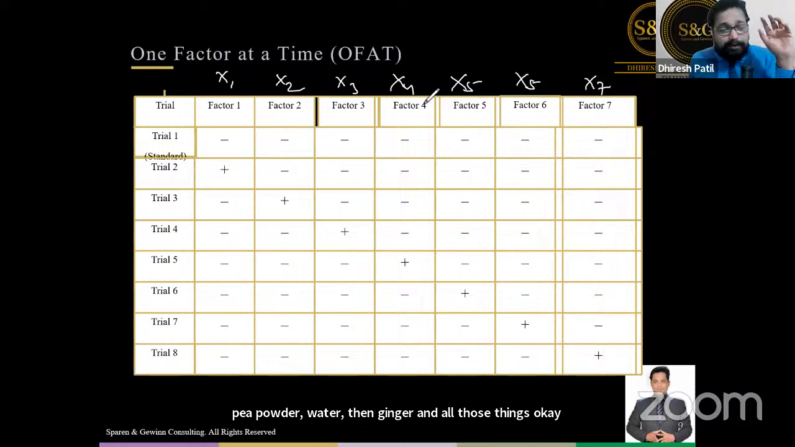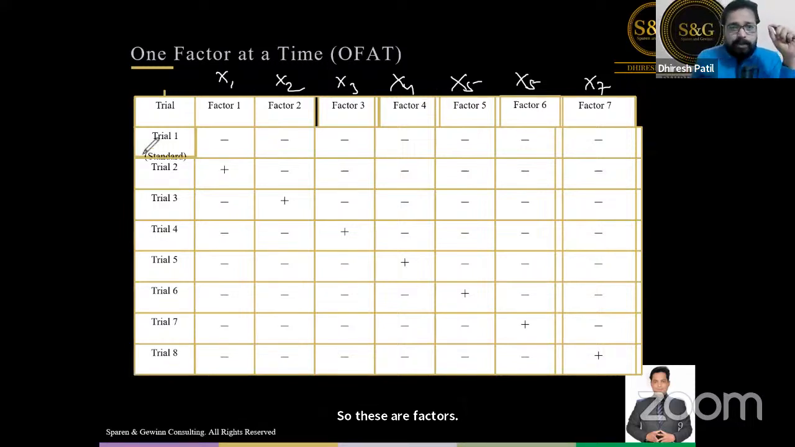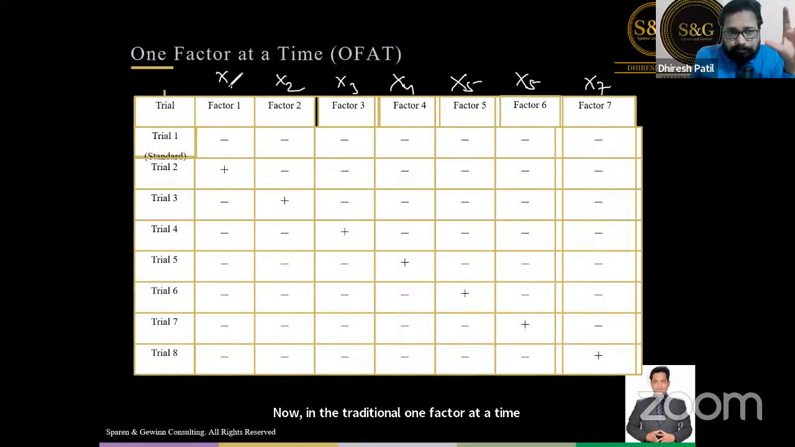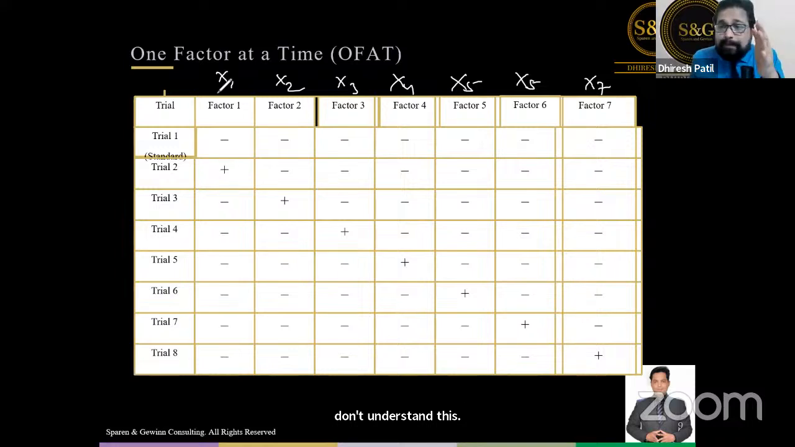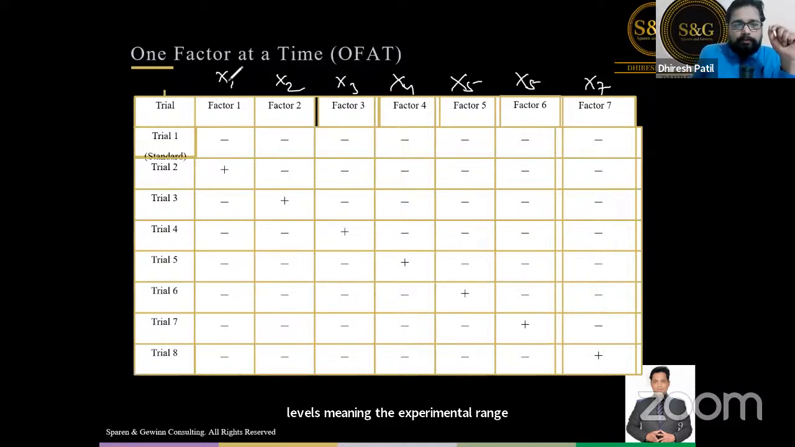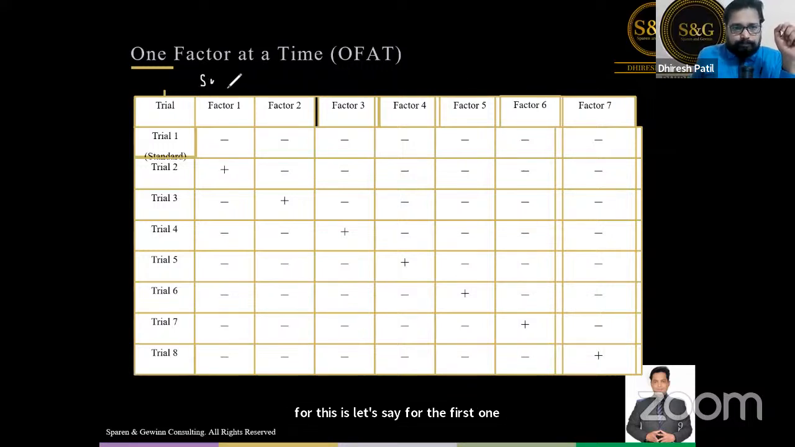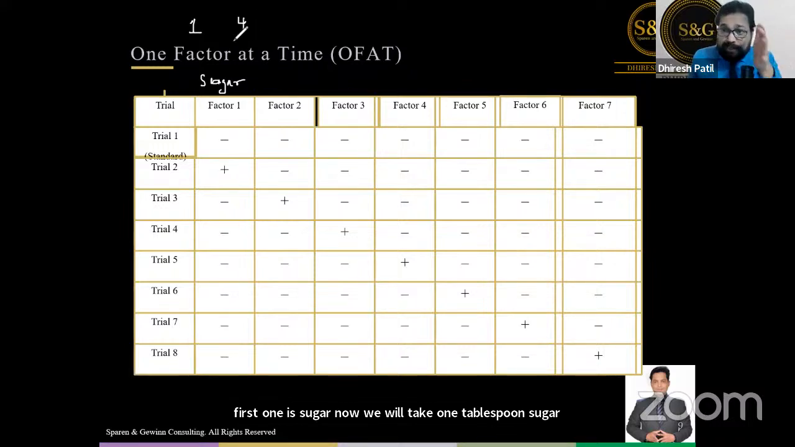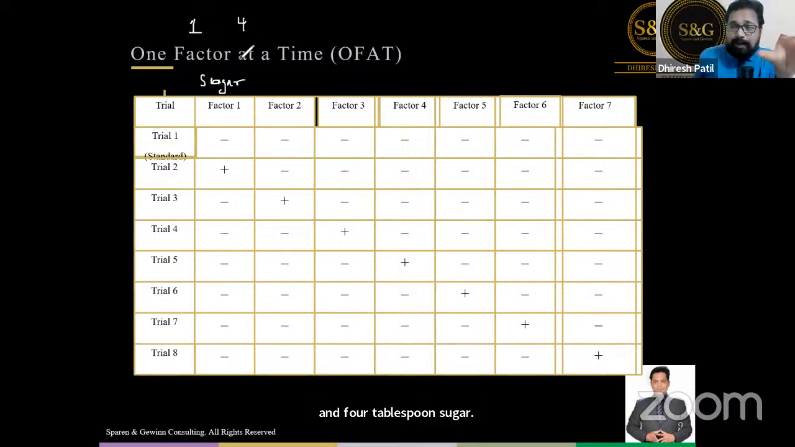Now, in the traditional one factor at a time design, understand this. Every factor has some levels. What are levels? Levels mean the experimental range. For example, the first one is sugar. We will take 1 tablespoon sugar and 4 tablespoons sugar. So 1 is the minimum and 4 is the maximum level.